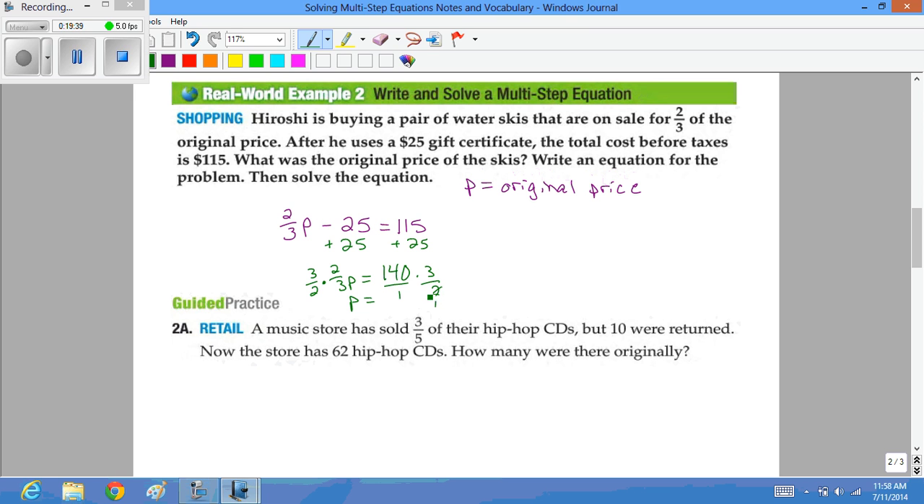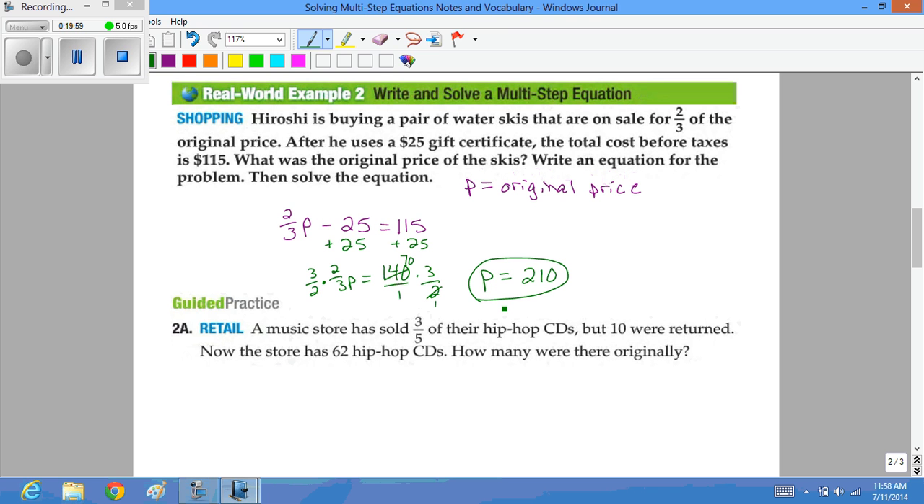2 goes into 2 once, into 140 seven times. I'm 70 times, so 70 times 3 is 210. So original price, I'm going to write it over here because I'm running out of room. Original price is 210.